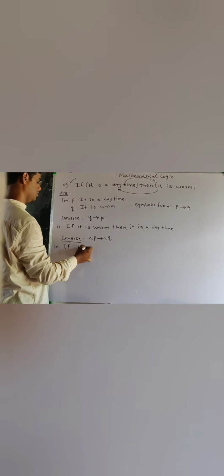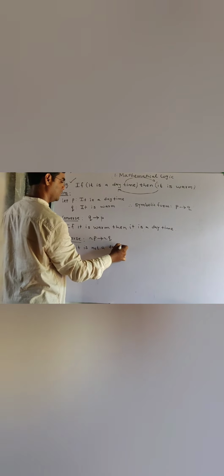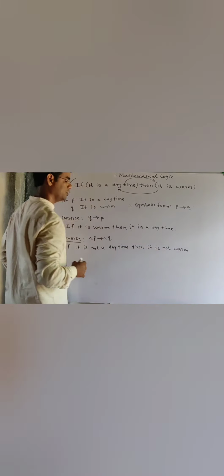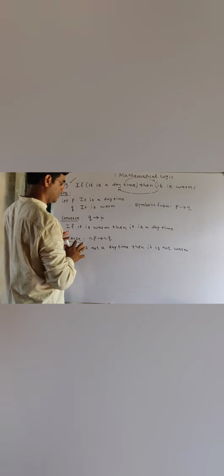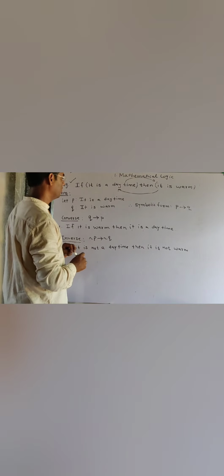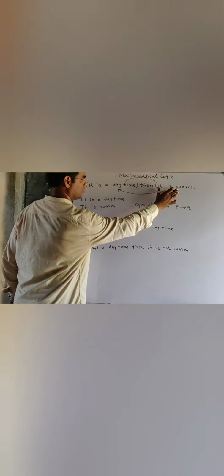So if it is not a daytime, then it is not warm. This is the inverse of the given conditional statement. How to take the inverse? Negation of P implies negation of Q. Here P is: it is a daytime, and Q is: it is warm.